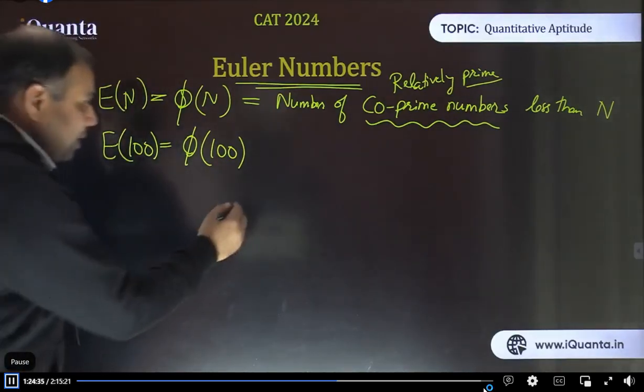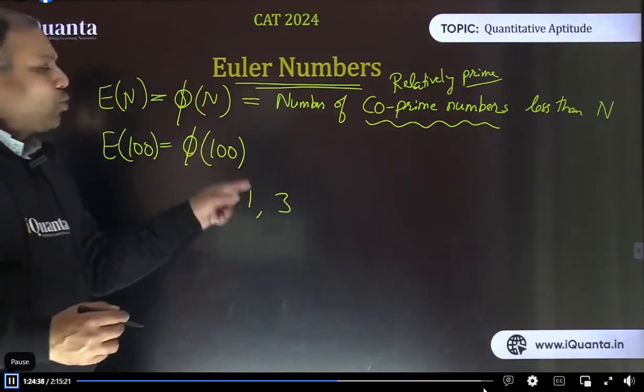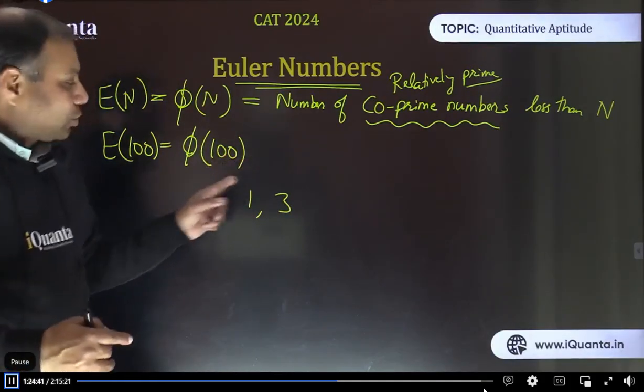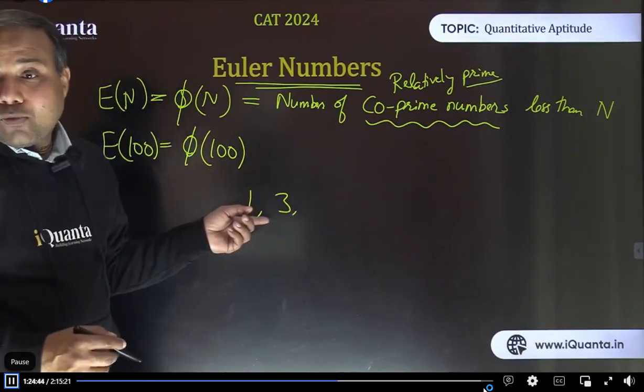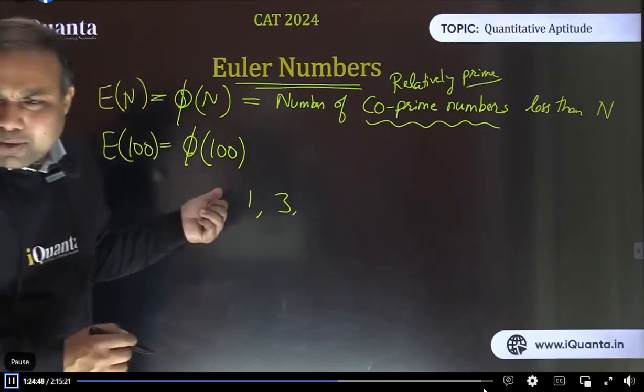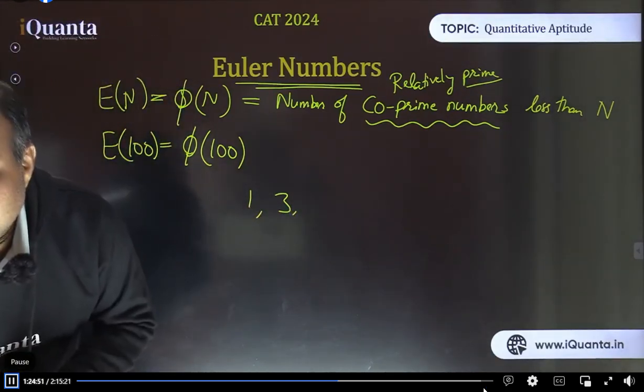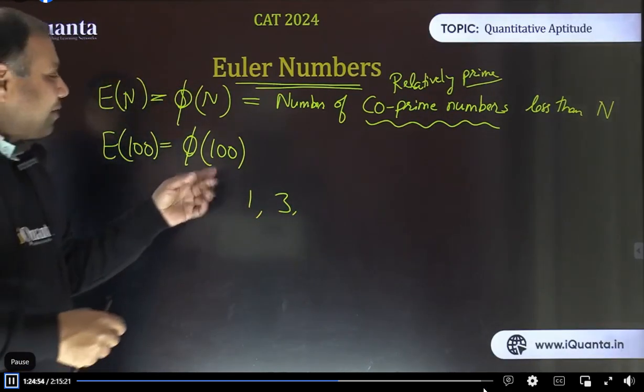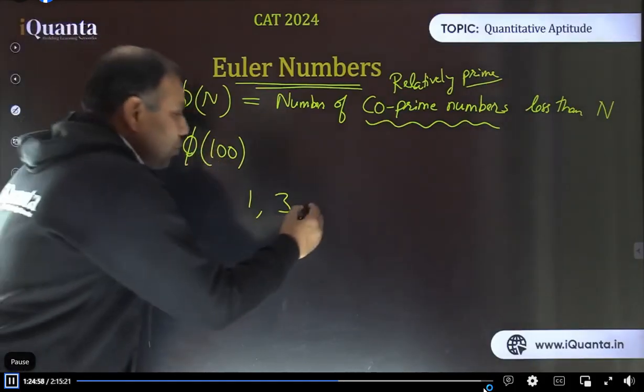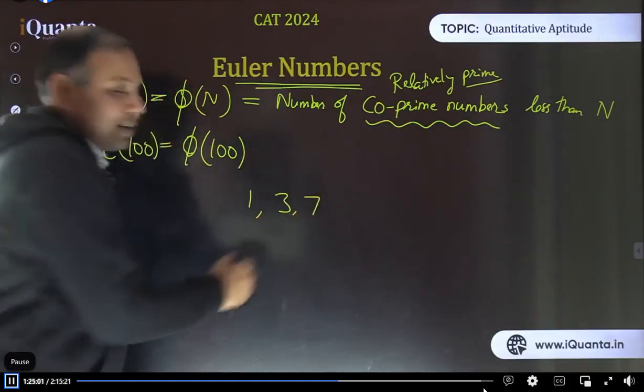Yes, 1 will be the smallest one. 3 will be there. 2 will not be there, na? Because 2 and 100 are not co-prime. They are having 2 as a common factor. So 3 will be there. 4 होगा क्या? 4 will not be there, right? 5 नहीं होगा? अरे, you are skipping 5? Yes, 5 will not be there. Why? Because 5 divides 100. 5 and 100 have a common factor. So 5 will not be there. 6 will not be there. 7 will be there, right?